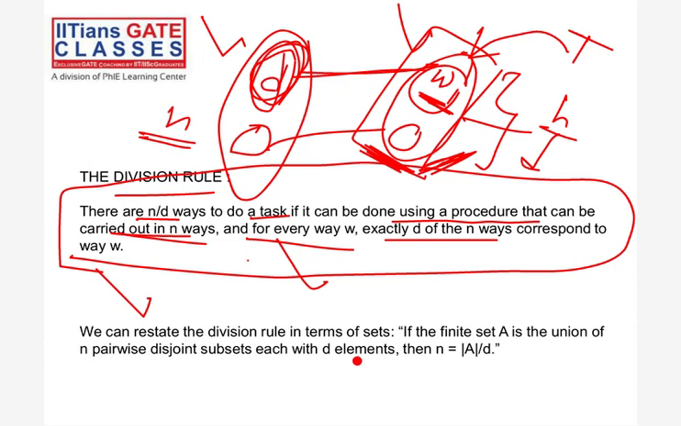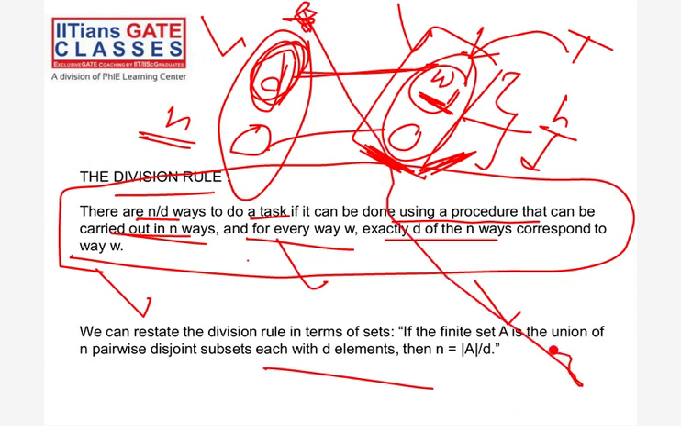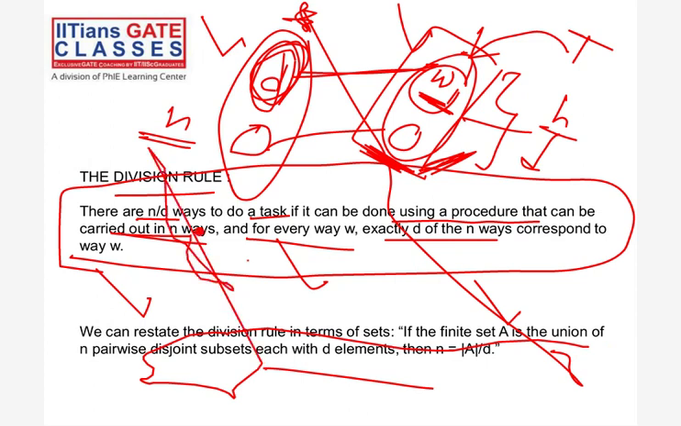So we can restate it. Now this is simple. If we have a finite set A, so this is set A, if we have a finite set A. What is happening? Some problem with the pen. Okay, now it is clear.